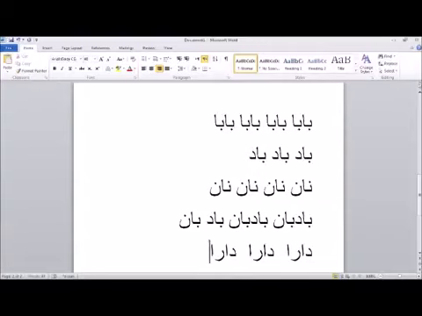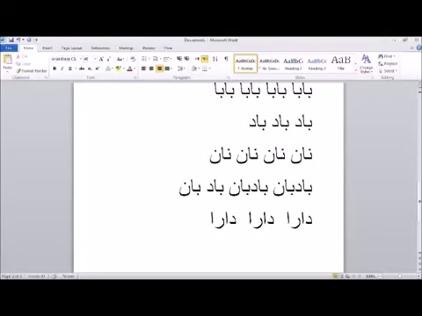Now this one, R, A, D, A, R. Radar. Okay? Radar. R, A, D, A, R. So, why are they written separately? Re is non-connector, A is non-connector, D is non-connector, A non-connector, and this should be written separately. That's why they are not connected. Okay, they are all non-connectors.